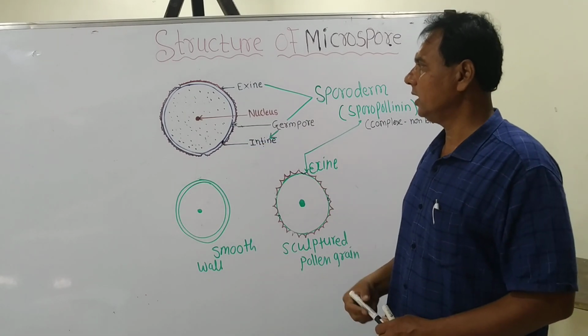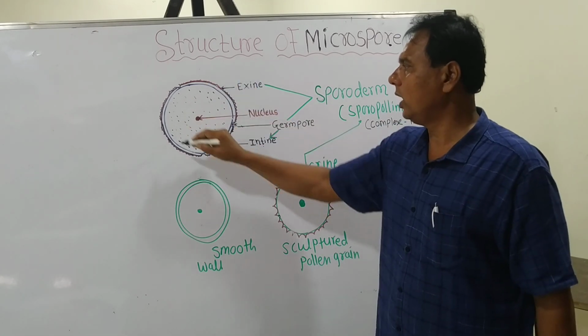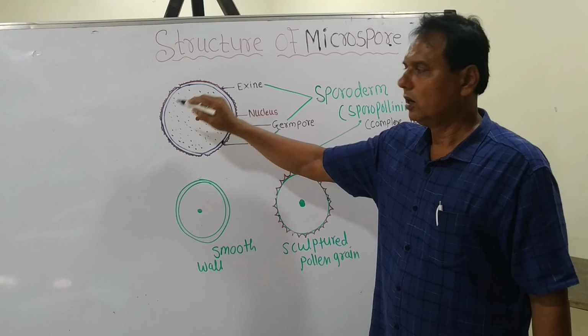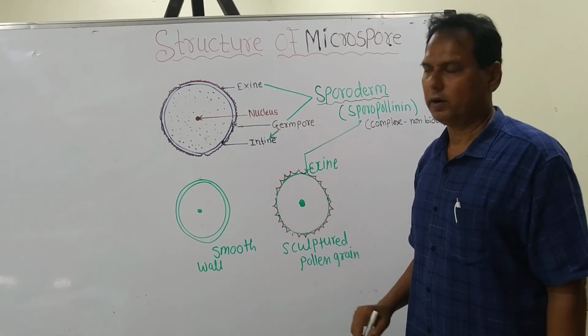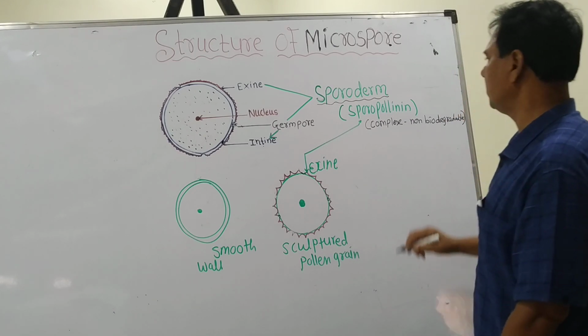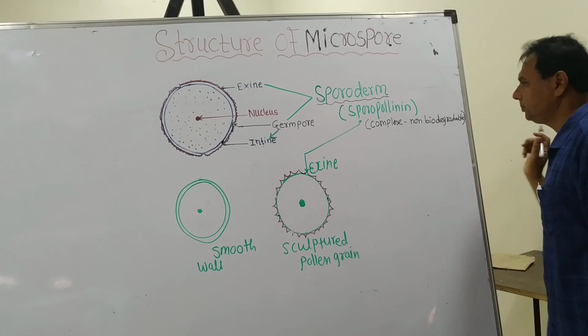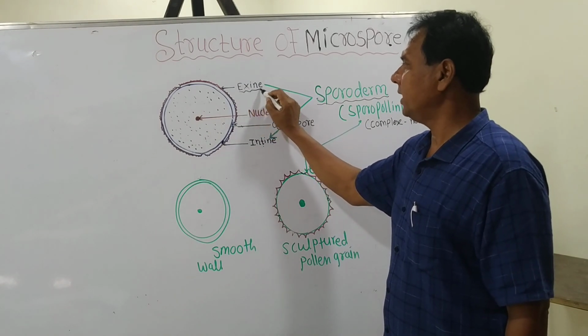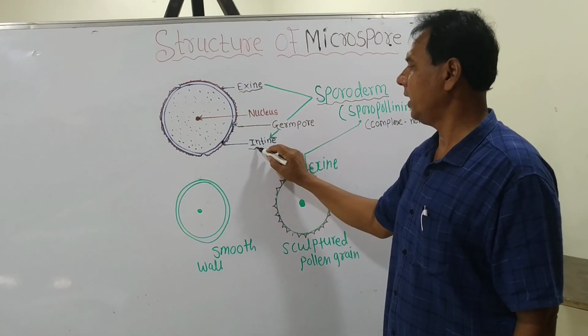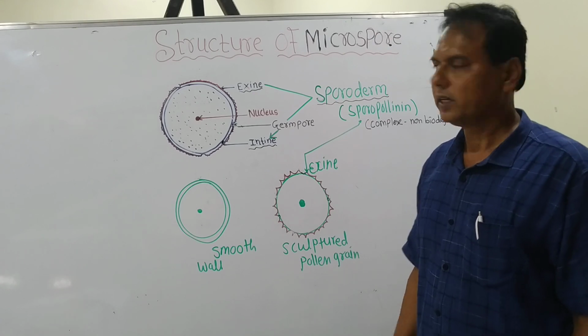Each pollen grain is surrounded by two layers together called the sporoderm. What is it called? Sporoderm. Remember this. The outer layer is called the exine, and the inner layer is called the intine.